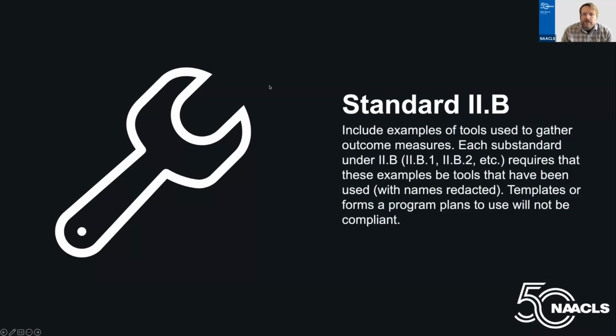So moving on to Standard 2B. Some items that we're looking for in Standard 2B are examples of tools used to gather outcome measures. Each substandard under 2B, 2B1, 2B2, etc. requires that these examples be tools that have already been used, with the names redacted.